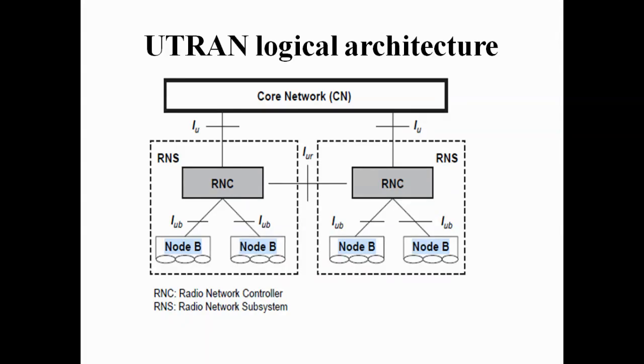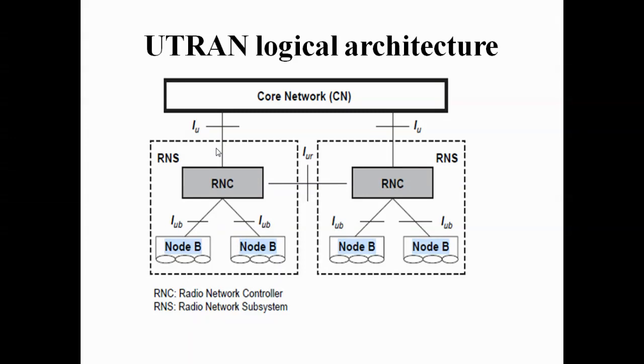As per our syllabus, we will discuss the topic UMTS Terrestrial Radio Access Network Overview, which is abbreviated as UTRAN. In general, this UTRAN consists of a set of radio network subsystems. Here I have shown RNS, which is abbreviated as radio network subsystem. In general, this UTRAN logical architecture consists of a set of radio network subsystems.